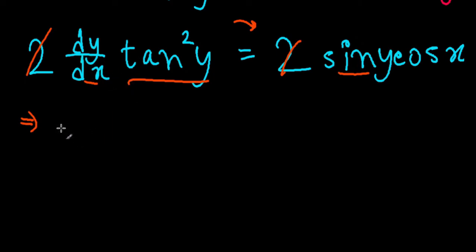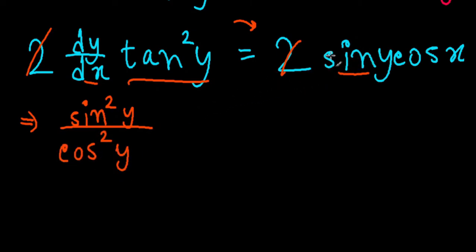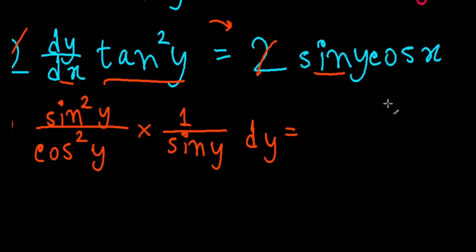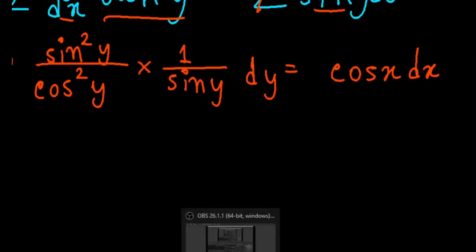So what you get here is, actually I'll just expand it for a moment. So you have sine squared of y cosine squared of y divided by cosine squared of y. We are dividing by sine of y on both sides, so it's the same as multiplying by 1 over sine of y, and we have the dy. This is going to be equal to, on the other side, just cosine of x dx. Those are the only x terms in this equation left.